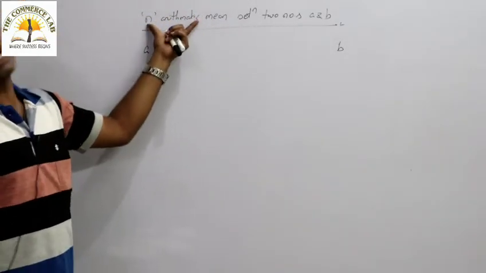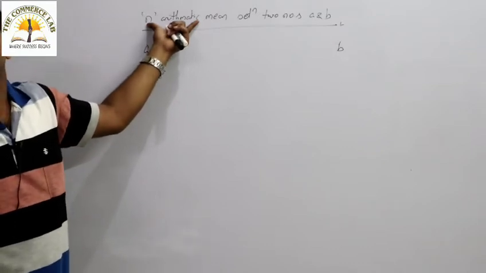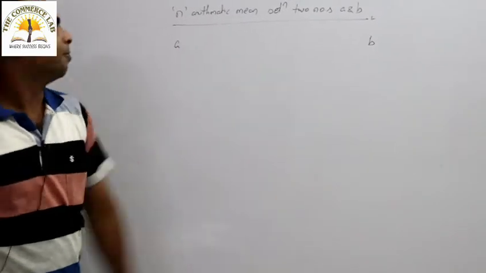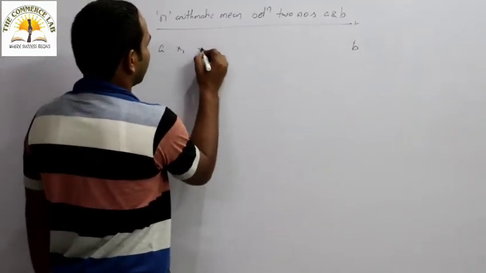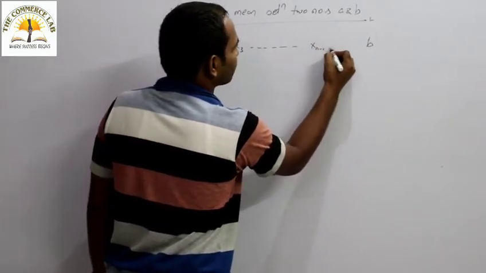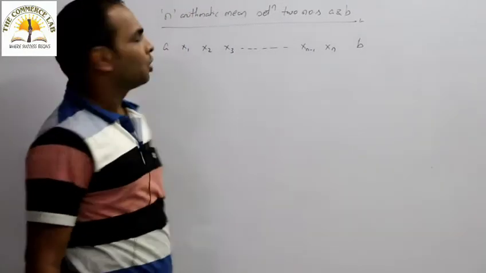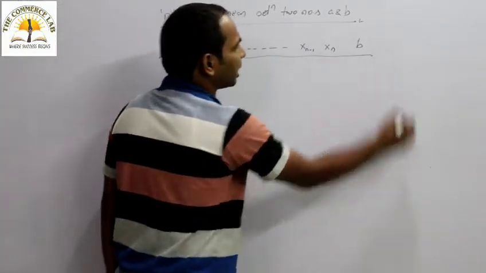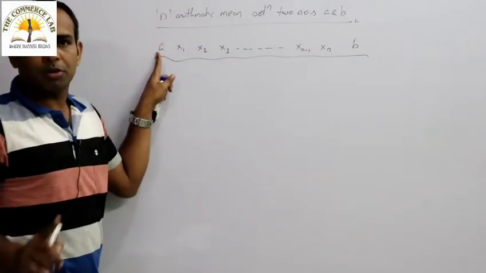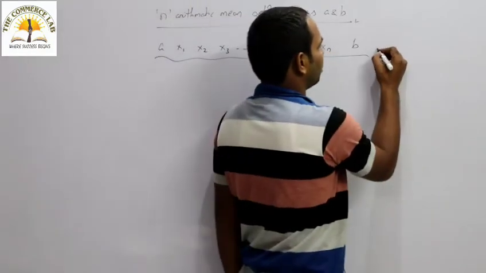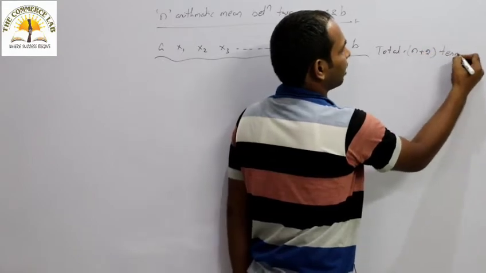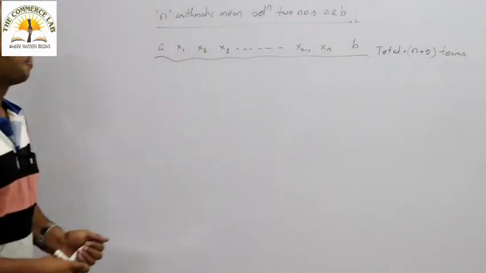All the n arithmetic means, that means n numbers x1, x2, ..., xn are the arithmetic means between a and b. So a, x1, x2, x3, ..., xn minus 1, xn, and b. So how many numbers are there? x1 to xn is n numbers, then a is your first and b is your n plus 2. So total n plus 2 terms are there in this series.